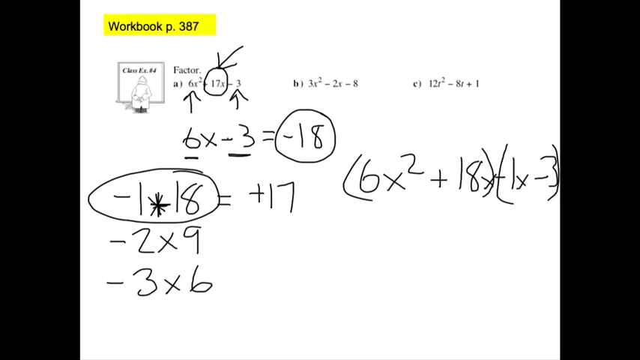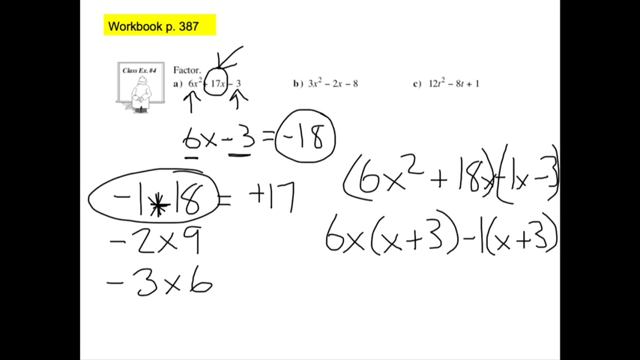Group these. In the first one, you can take out a 6 and an x. So what you're left with in the brackets is x plus 3. In the next one, you've got negative 1x minus 3. Well, you can take out that negative 1. So what you're left with in this case is going to be x, and negative 3 divided by negative 1, that's going to be a positive 3.